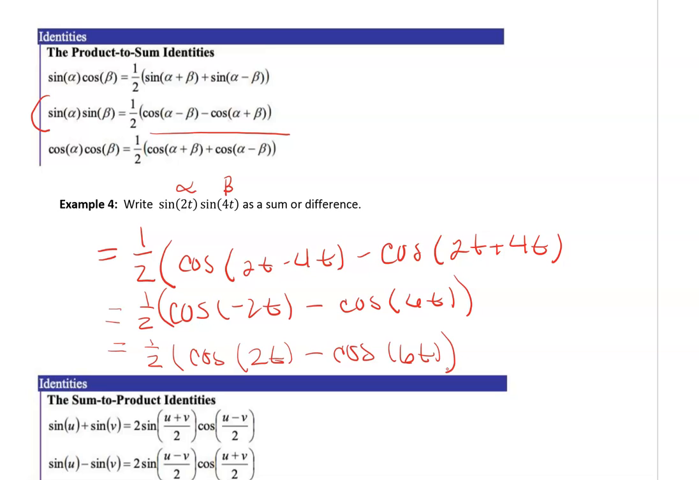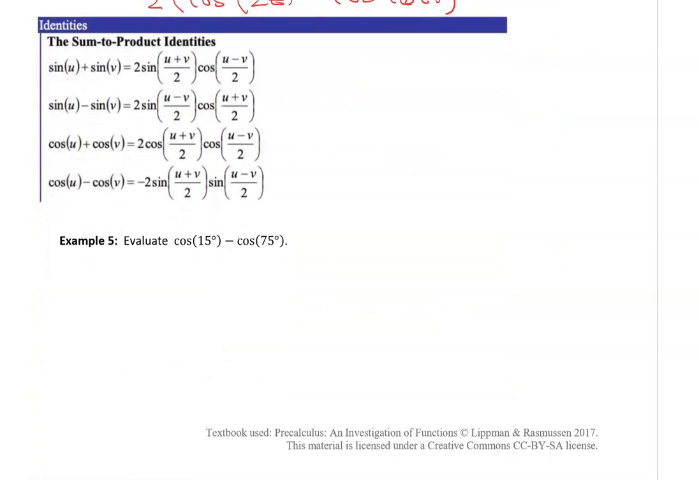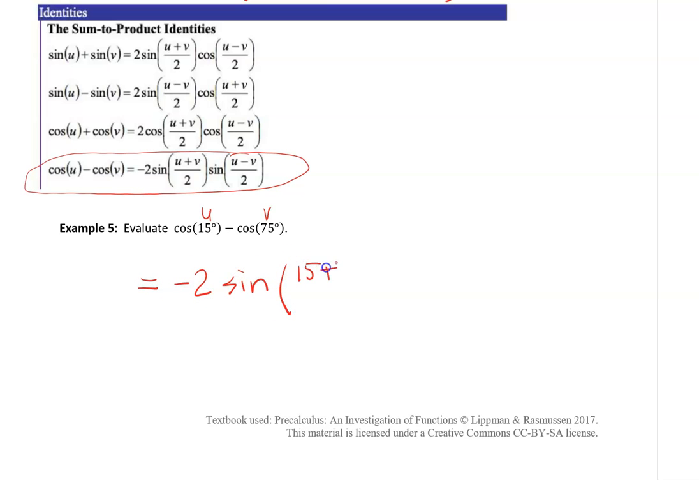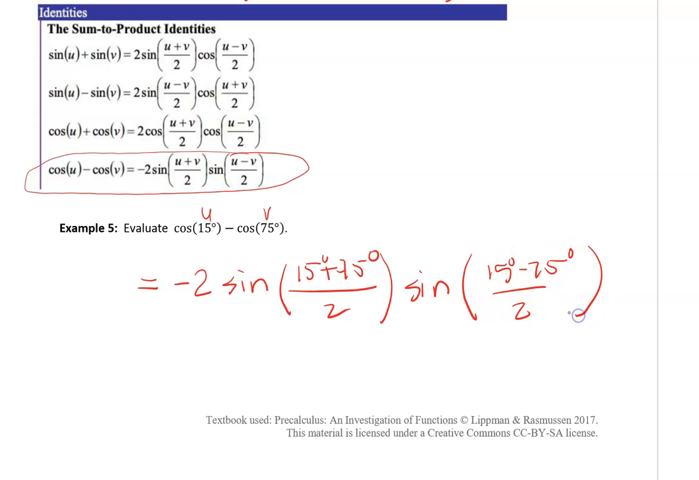Now you can also take it the other way and you can say, what if you had sum to product identities? So it says evaluate, this one actually has some values, cosine of 15 degrees minus cosine of 75 degrees. So for this one, I am subtracting 2 cosines, and so I'm going to be using this identity here. So let's call this one U and this one V, just so we can line them up. So that would be equal to negative 2 sine of, add them together, and divide, times sine of, subtract them, and divide.